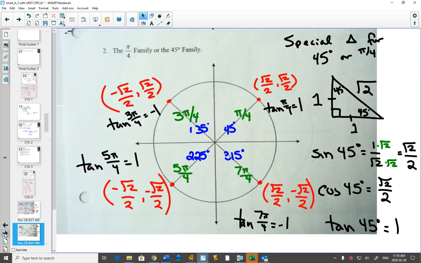Okay, if I asked tan of 5 pi over 4, well, that one's just listed. So you'd be able to say 1. But I could say also tan of 225 degrees would also be equal to 1 because it's the same angle just in degrees.